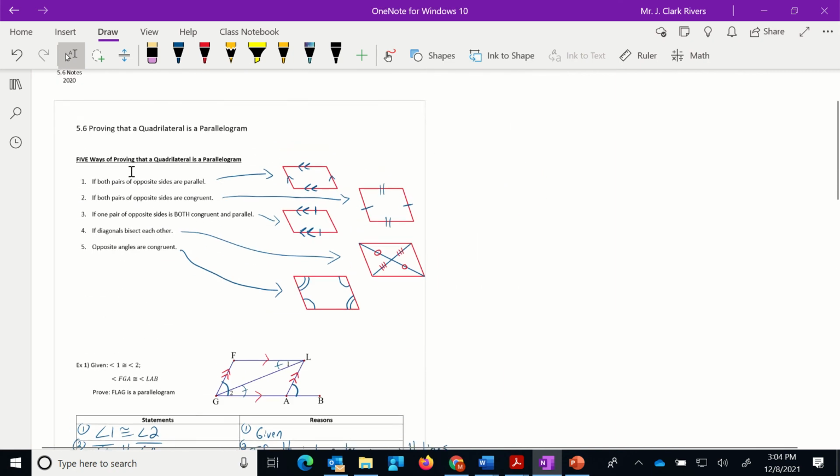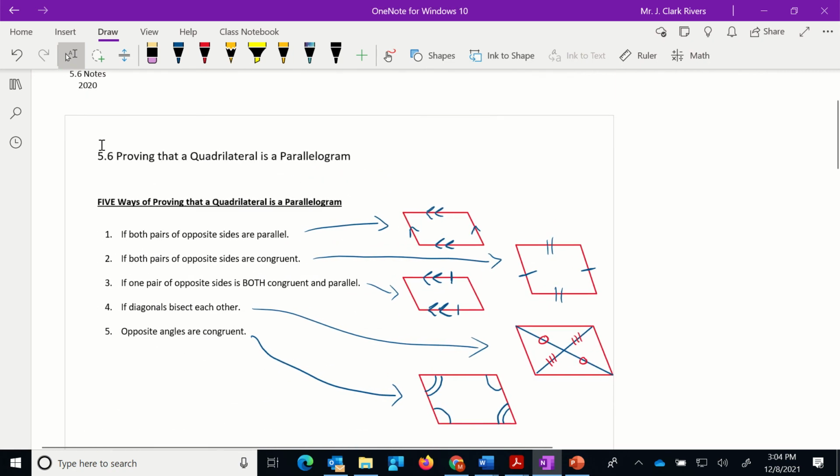This is not on it. 5.6 is not on it. Everything up to 5.6.